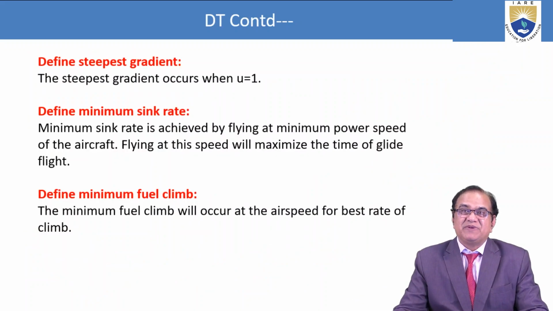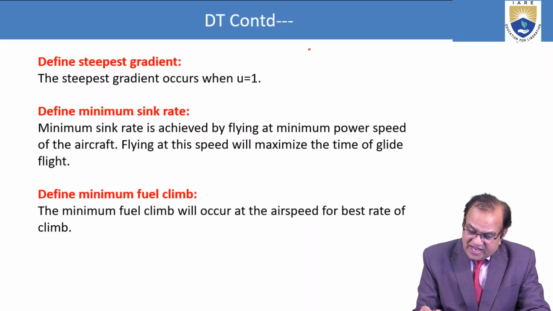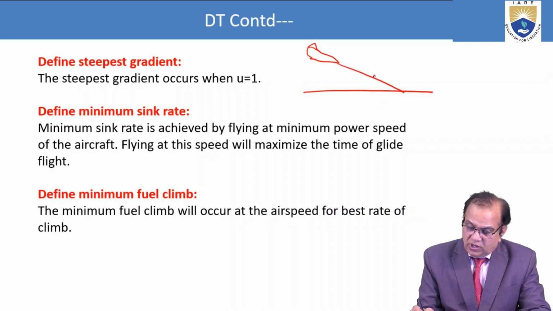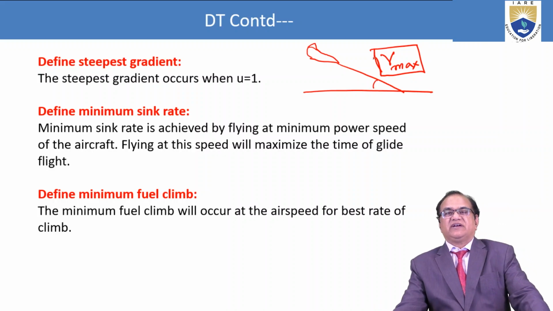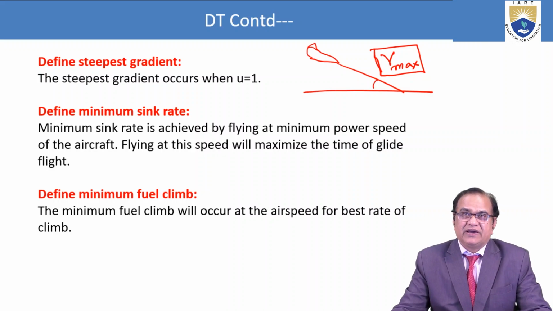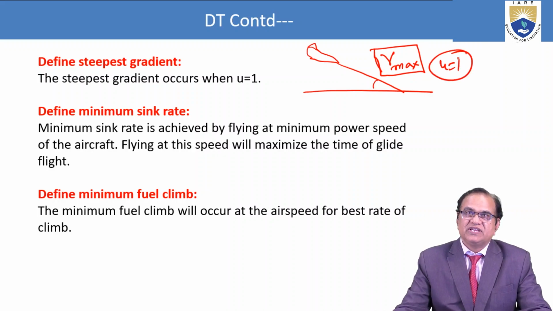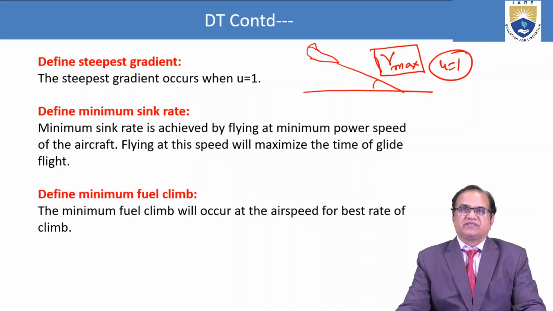Define steepest gradient. How much can the aircraft climb? This is your aircraft, so how much maximum climb angle, gamma maximum, should be there, that is the requirement. So steepest gradient occurs when u is equal to 1. This is the definition of steepest gradient.